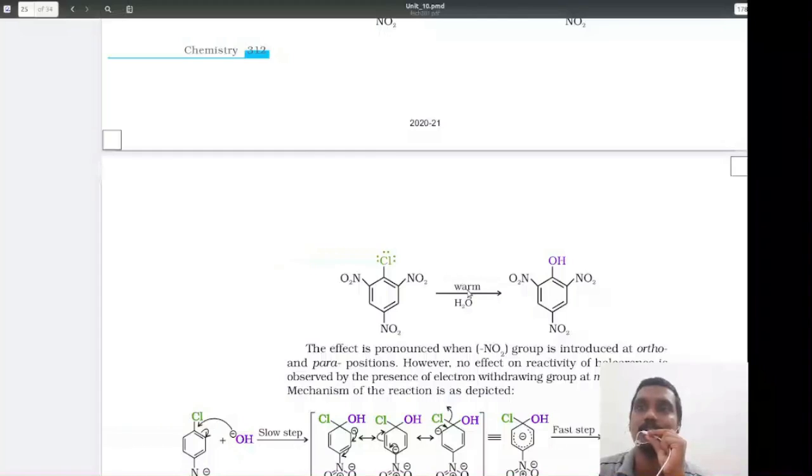So this is very surprising, and this tells you that since the nitro group is involved, you can be rest assured that there is some kind of a negative charge being developed, which is being stabilized by the electron withdrawing nature of the nitro group.